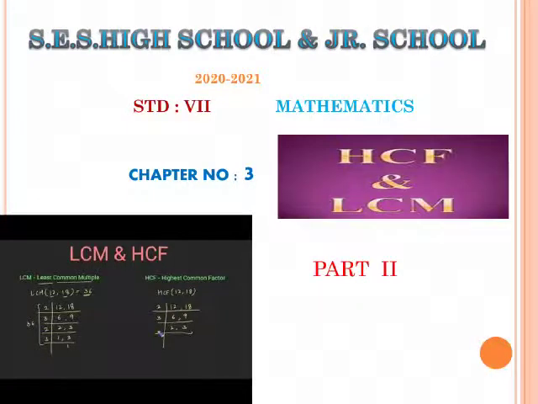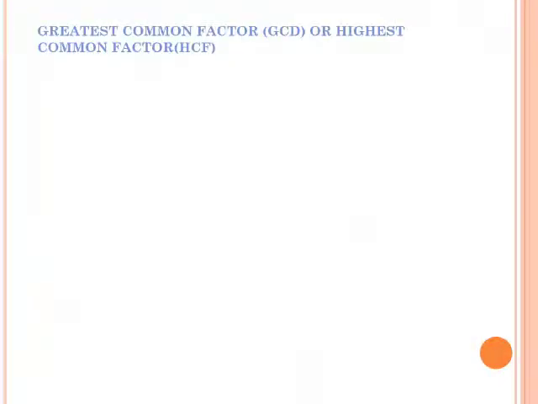Continuing with the session, we begin with greatest common factor or highest common factor. Both meanings remain the same. Now, when we are having factorization, you have factorized individual numbers. In GCD or HCF, always remember it will be between two or more numbers.